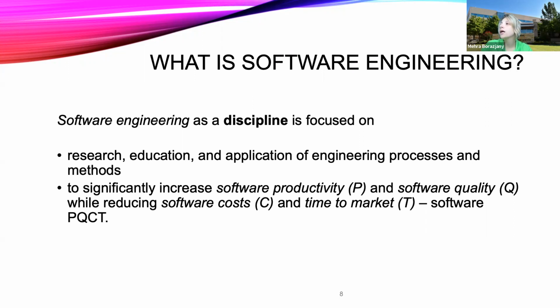So software engineering is a discipline, and the focus of it is anything related to the research, education, and application of engineering processes and methodologies. The goal is to increase software productivity, software quality, reduce the cost of software, and go to market as fast as we can. Basically, time to market is going to become important. As you see, we do talk about some qualities, but the qualities focused on here are productivity, going to market as fast as possible, and reducing the cost.